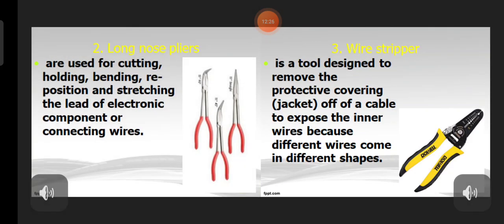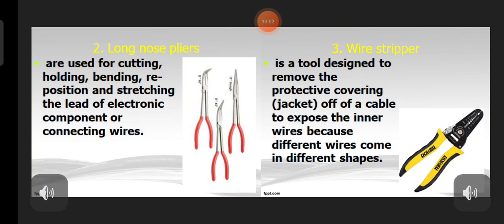Long nose pliers is one of the examples of pliers which are used for cutting, holding, bending, repositioning, and stretching the leads of electronic components or connecting wires. It is used by artisans, jewelry designers, electricians, network engineers, and other tradespeople. An artisan is a worker in a skilled trade, especially one that involves making things by hand.